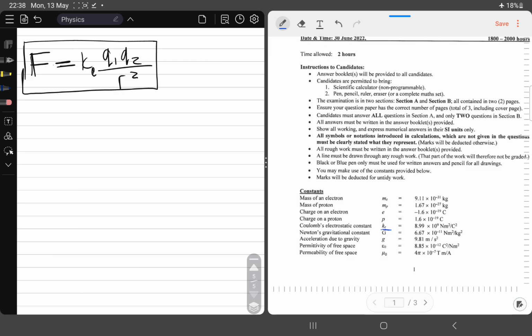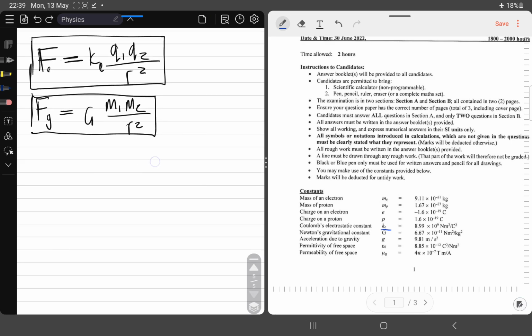And then the other one which I want you to know is Newton's law, which gives the force of gravity. This is the electric force. The force of gravity is G and then M1 M2 over R squared. When we calculate this, we actually put the G on top of the fraction and K here. This is just us writing it in a nice way only, but for calculation's sake, you should know it.